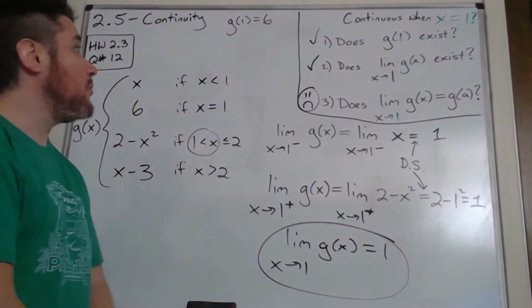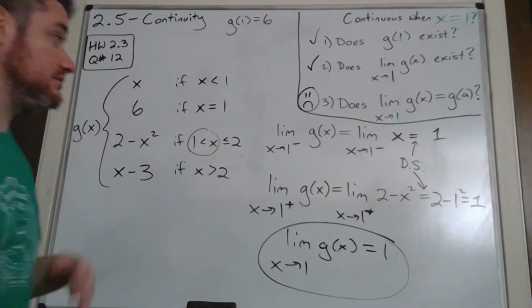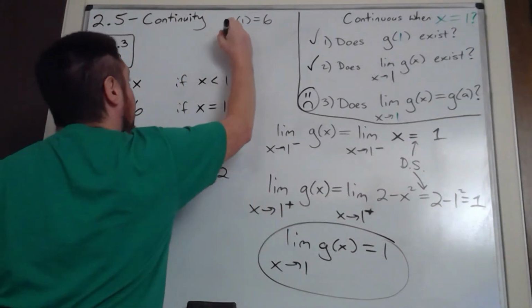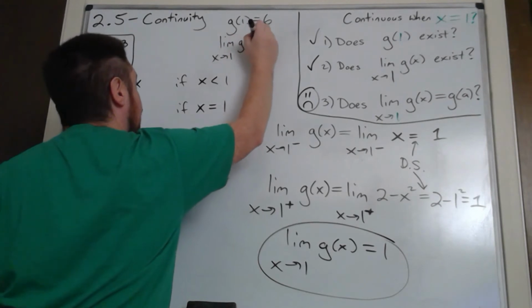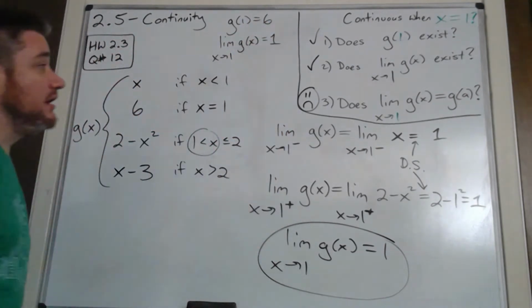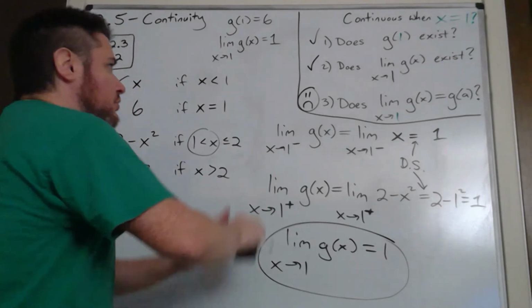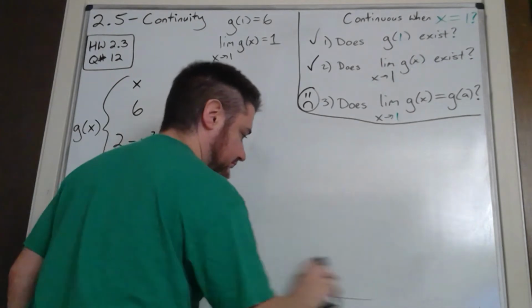When we're all done with this, I'm going to show you quickly how to graph a piecewise function. I'll write this up here: the limit as x approaches 1 is equal to 1. So that can be helpful. Okay, so we know that. Cool, so let's do the next one.